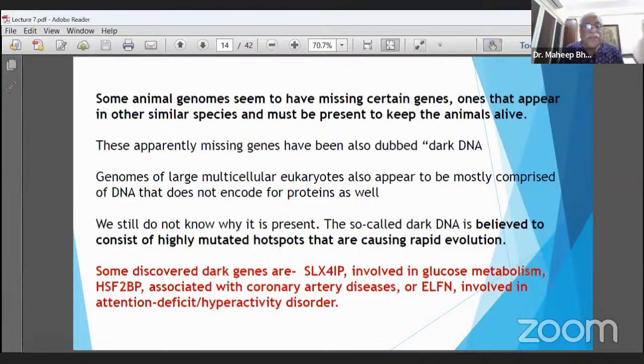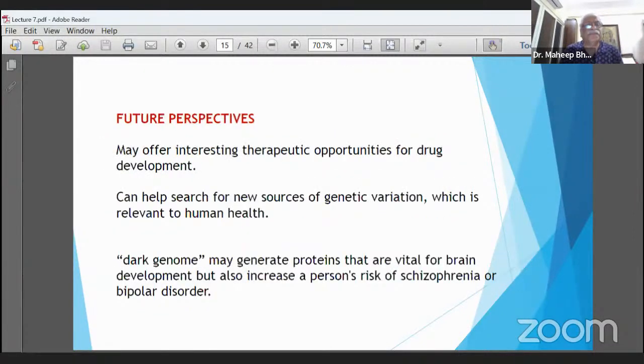HSF2BP is basically associated with a disease called coronary artery disease, and there is another gene known as LFMN, which was found to be involved in a behavioral disorder known as attention deficit hyperactivity disorder. This type of disorder is basically seen in children who develop an autism type of disease.